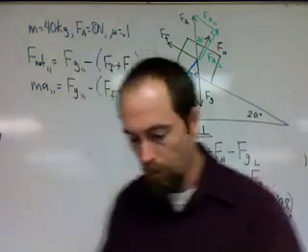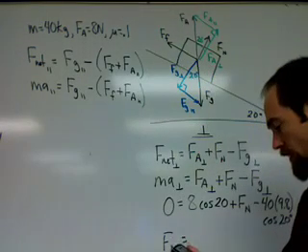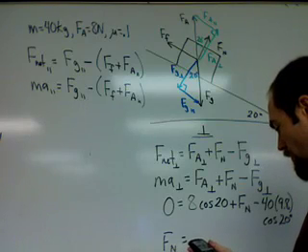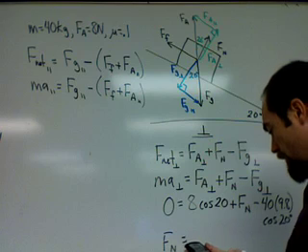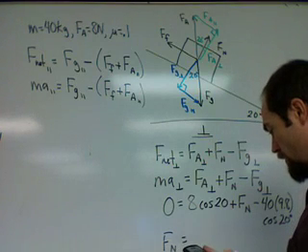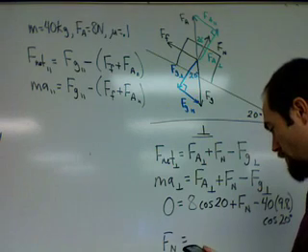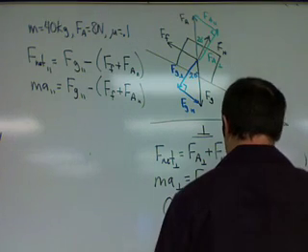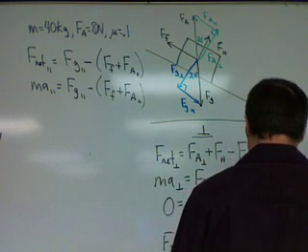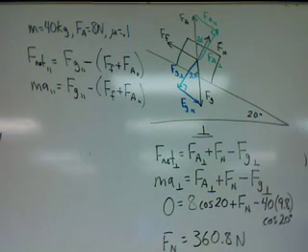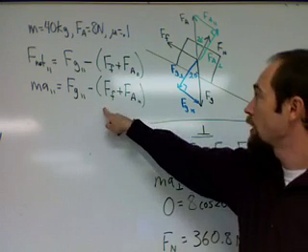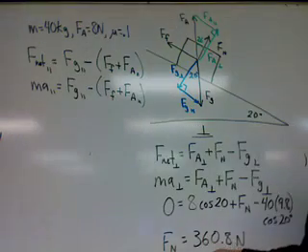So let me do some real quick math here. 8 times cosine of 20. And then I got 40 times 9.8 times cosine of 20 minus that answer. And I get 360.8 newtons. That's my normal force. Okay? And again, I need my normal force because that's going to help me with my force of friction. Remember, the formula for friction is mu times the normal force.